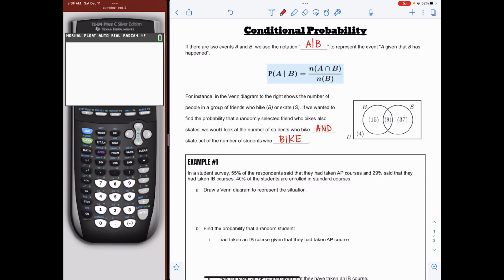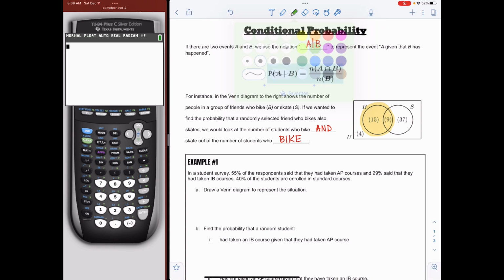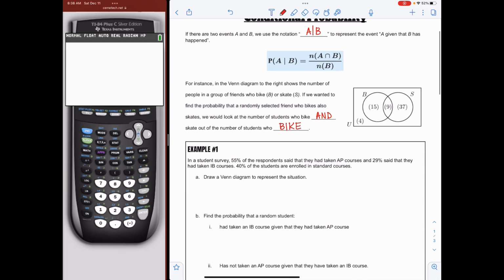Okay, so what will end up happening is we will focus on the bike circle, and then we will focus on the part in the middle, out of that total amount. So I like to tell students that anytime you have "given that," that's telling you what your denominator should be. So let's look at a real example. Example number 1.